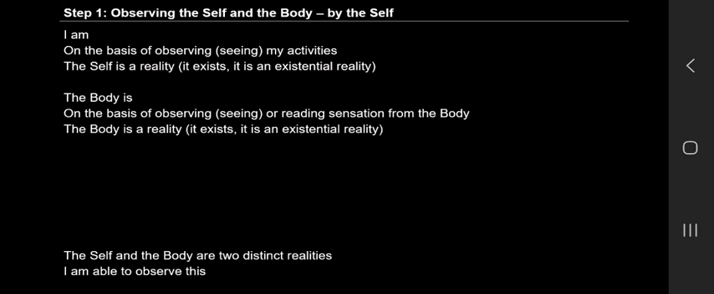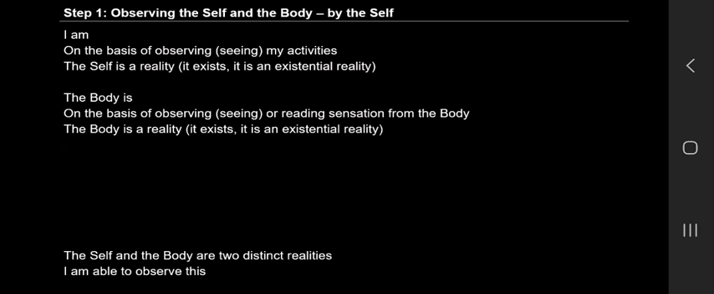What about the body? The body is also there. Now, how do you decide that the body is there? There are two possibilities. You can either observe directly by the self regarding the body, or you read some sensation from the body. That's how you decide that the body is there.